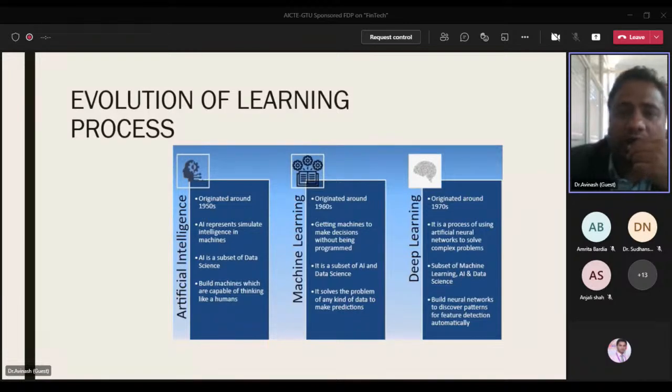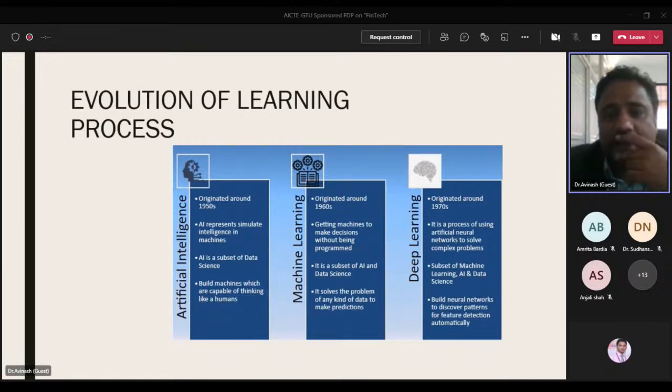Okay, and after that, during the 1960s, it has evolved in the form of machine learning, and after that it has evolved in the form of deep learning. So we can say that machine learning and deep learning are subsets of the AI techniques, subsets of artificial intelligence technology.